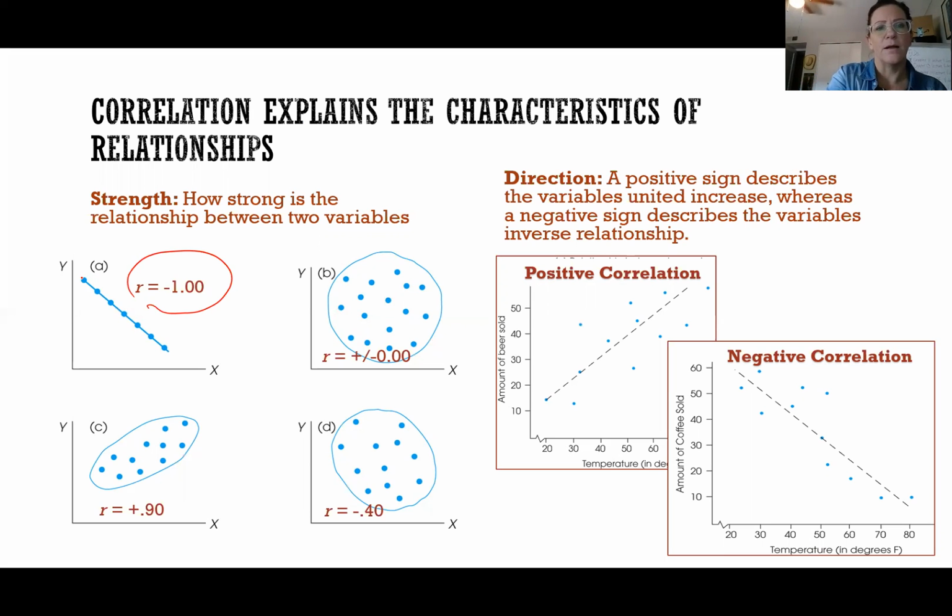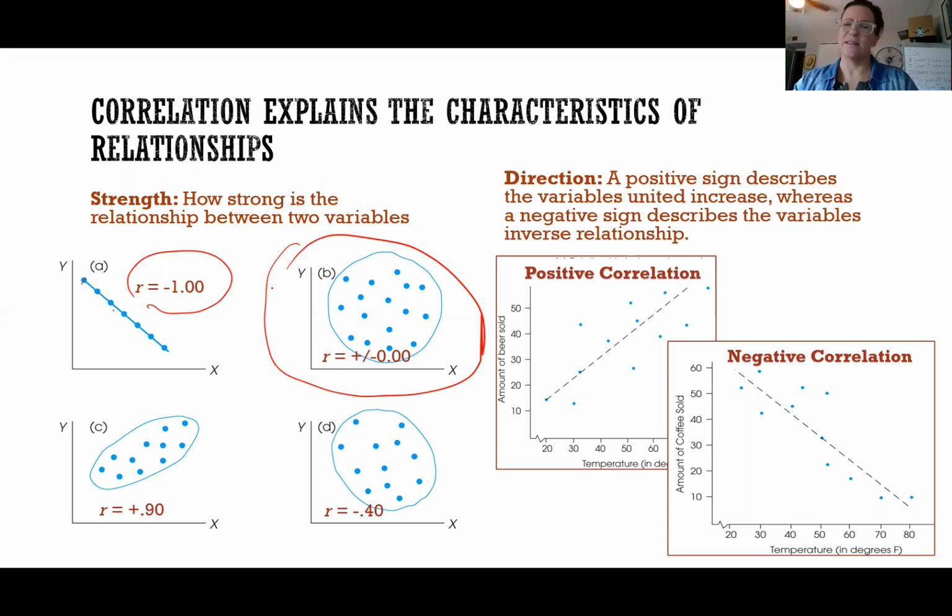Every data point is on a straight line that shows as one's going up, the other goes down in perfect unison. So as you can see from this scatter plot, the data is just spread everywhere. There's no real pattern to it. So the relationship is weak or non-existent, basically. So that tells us the strength.